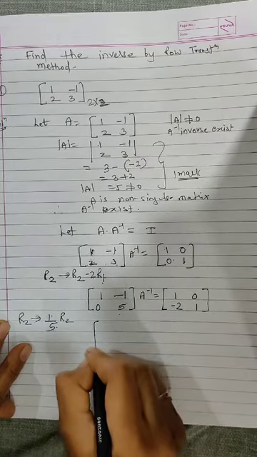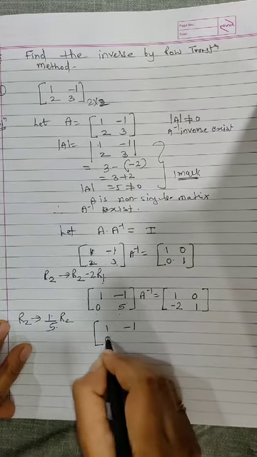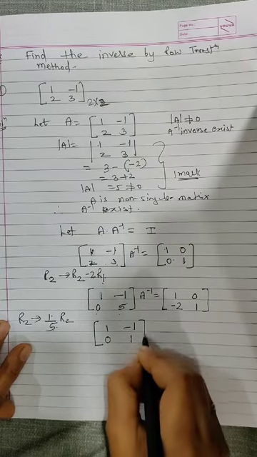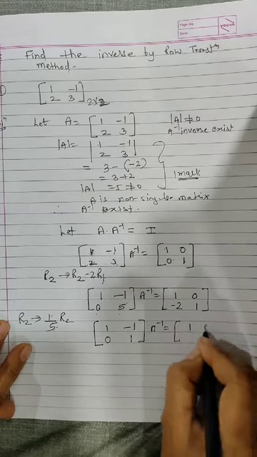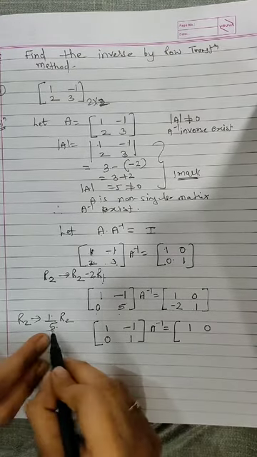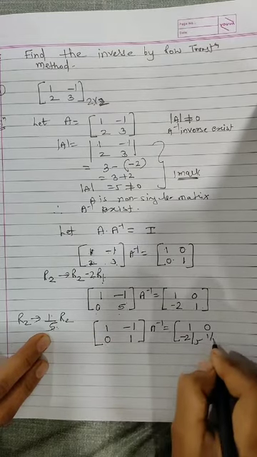So now changes in R1, so 1 minus 1, 0 by 5 means 0, 5 by 5 means 1. Into A inverse. No changes in R1, 1, 0. Now row 2 is divided by 5. So minus 2 by 5 means minus 2 by 5. 1 by 5 is 1 by 5.